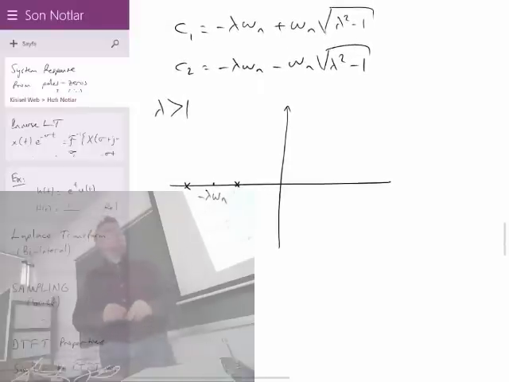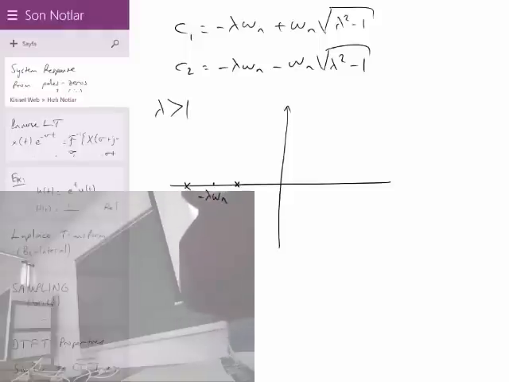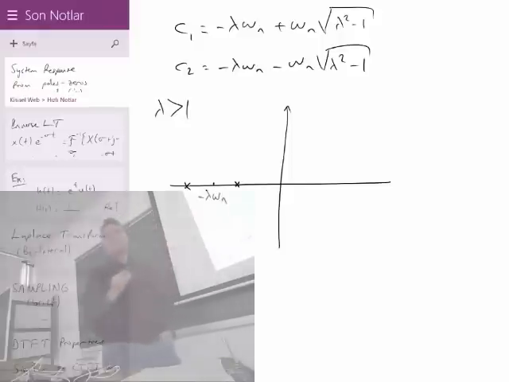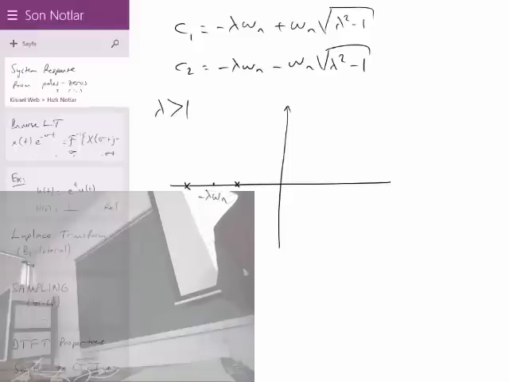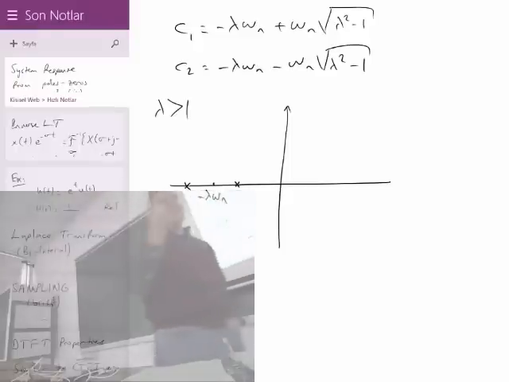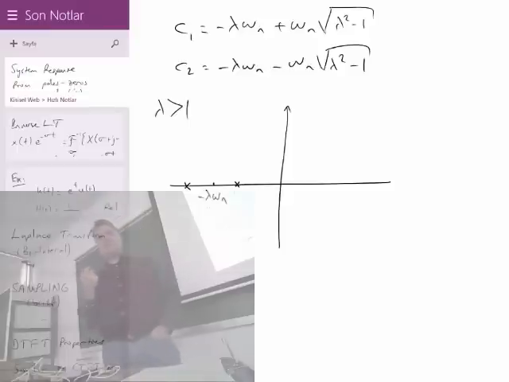When lambda is precisely equal to 1, if that parameter is equal to 1, then it becomes a double pole at minus lambda omega n, where lambda is also moving to the right. Because if lambda decreases, then lambda times omega n also decreases. Therefore, these two are moving to the right and their gap is decreasing. You can say it like this.